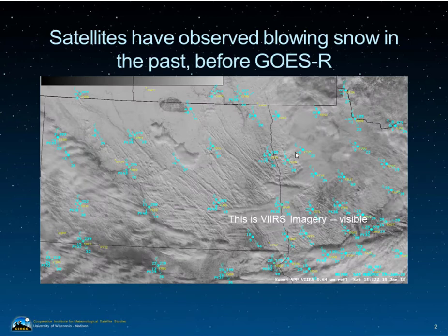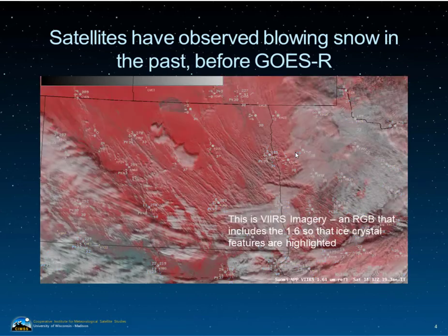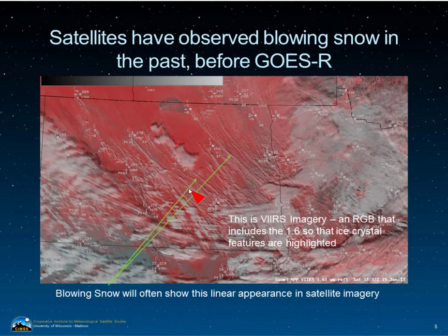Satellites have viewed blowing snow in the past before GOES-R. This is VIIRS visible imagery from 2013. VIIRS also includes a 1.61 micrometer channel, similar to the Snow Ice Band 5 channel on GOES-R, and that data was used for this picture. It's colored so that red regions are ice, whiter regions are liquid water clouds, but you also see blowing snow in this image. Blowing snow will often show this linear appearance in satellite imagery.